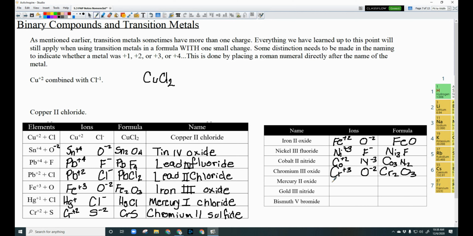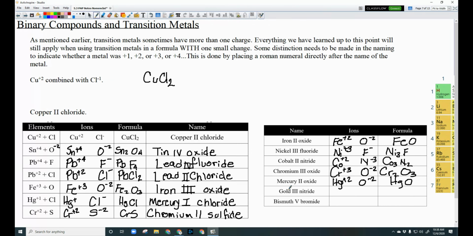Mercury 2 oxide. Mercury is Hg. +2. Oxide -2. This does cancel out. So we just smash them together. So this is HgO.